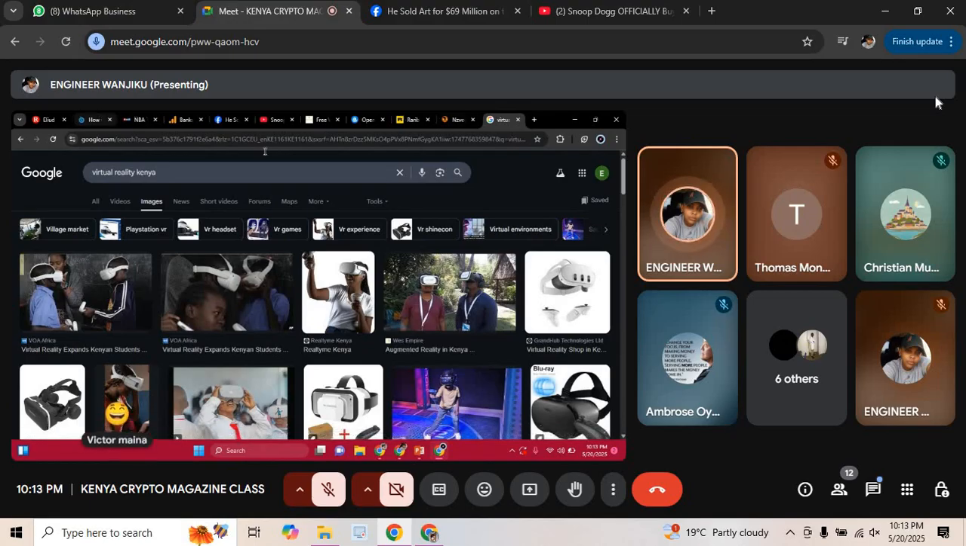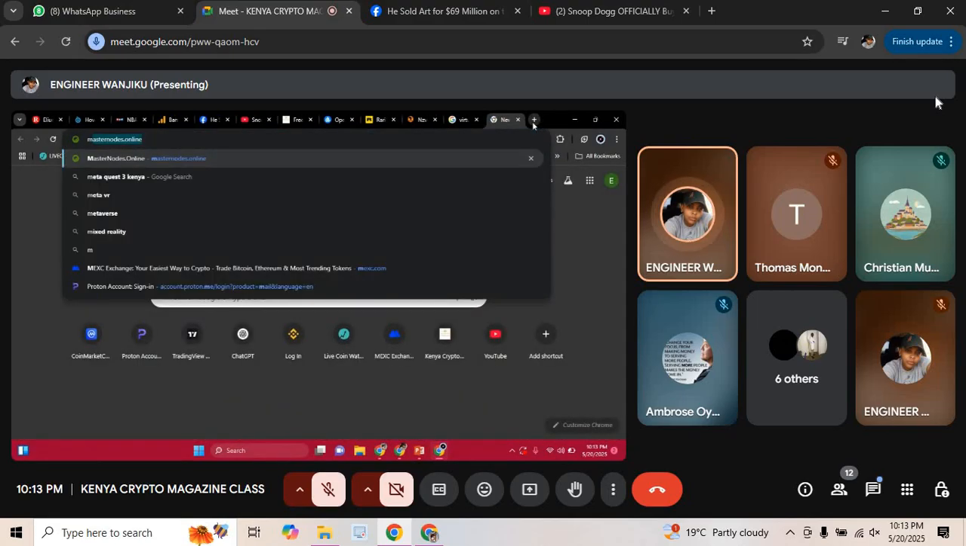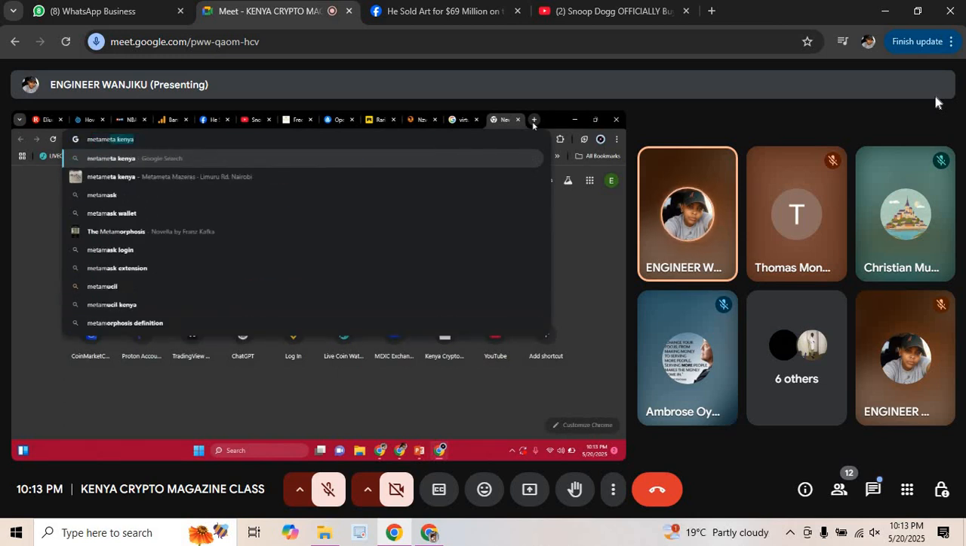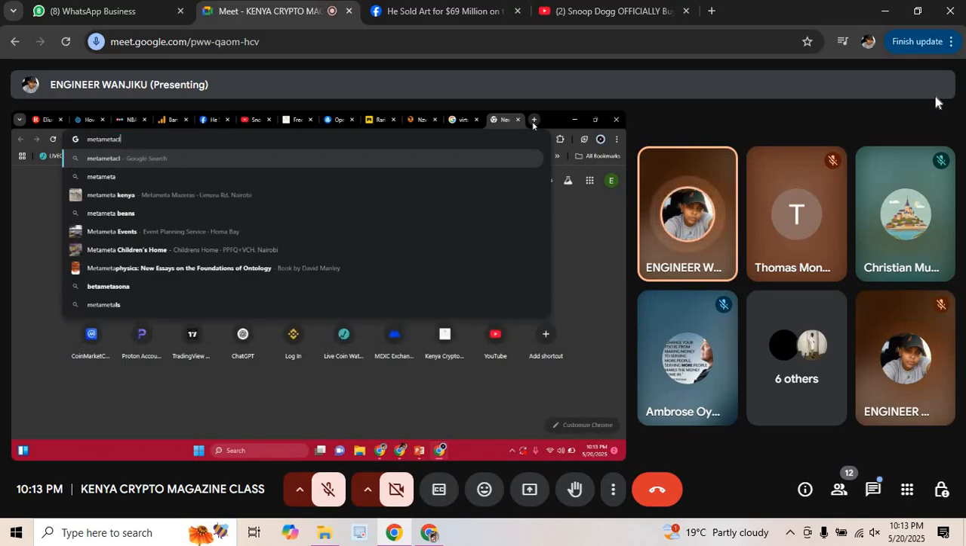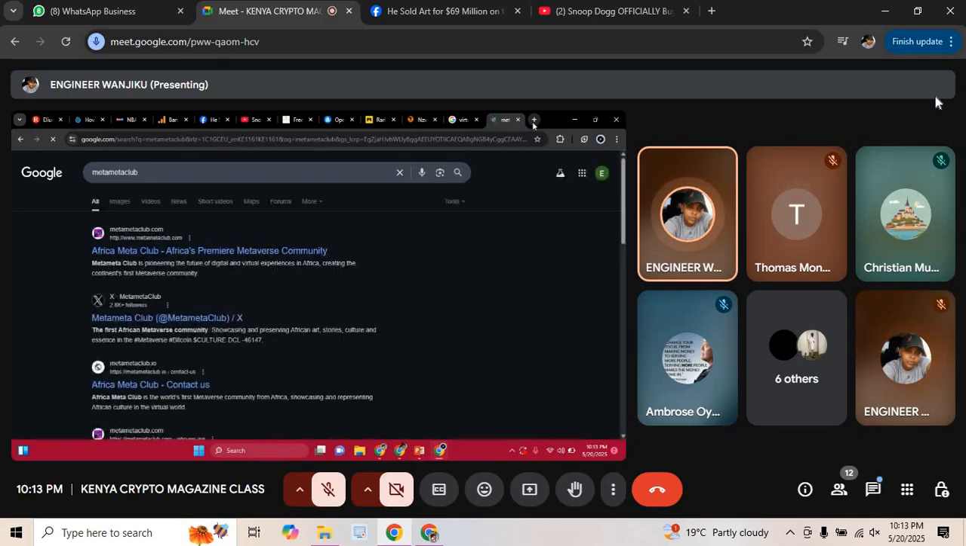Most malls have this, mostly for playing games and stuff like that, a VR. But also there are some guys who host events on the Metaverse, or rather, they synthesize Kenya on the Metaverse. They're called Meta Club. You can check out their events. They normally have events on major campuses. I attended one of those last year at KCA.